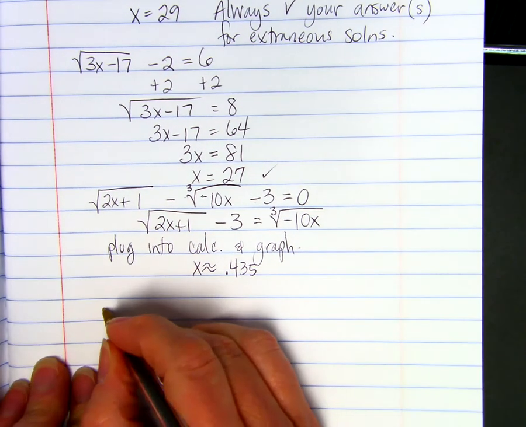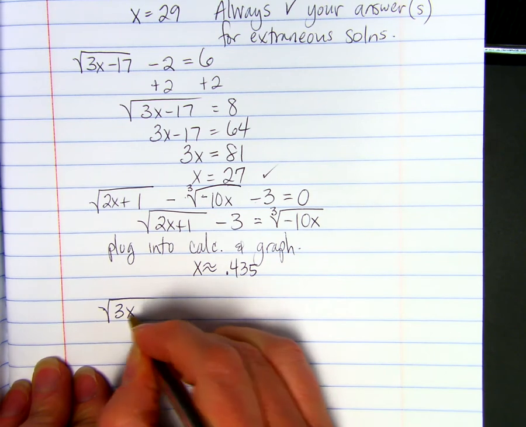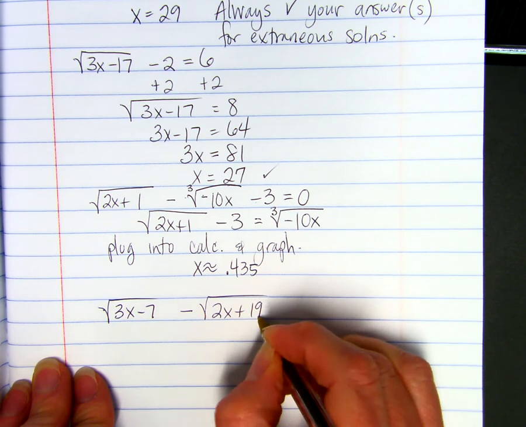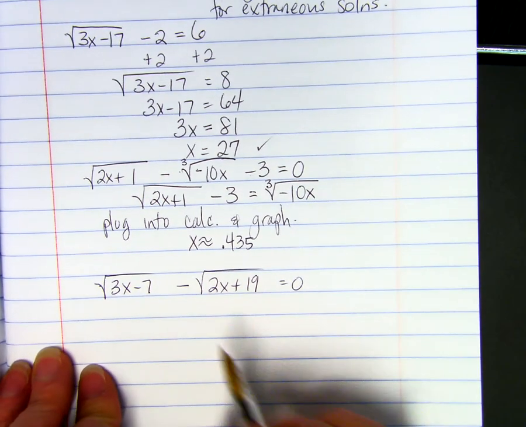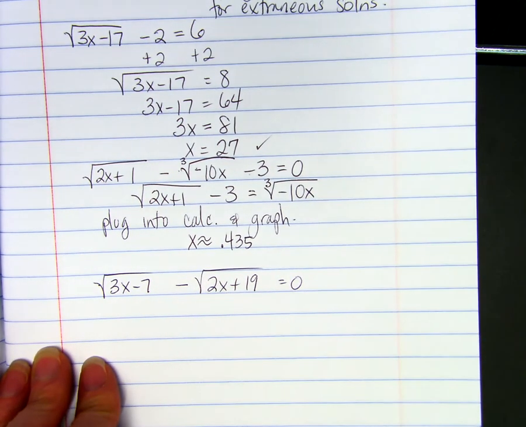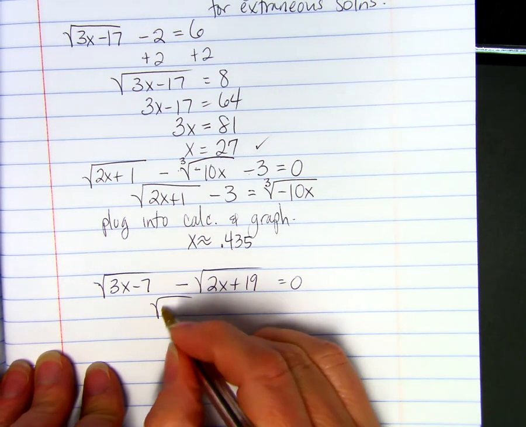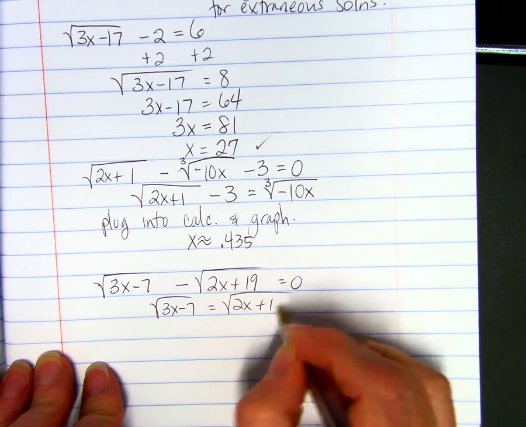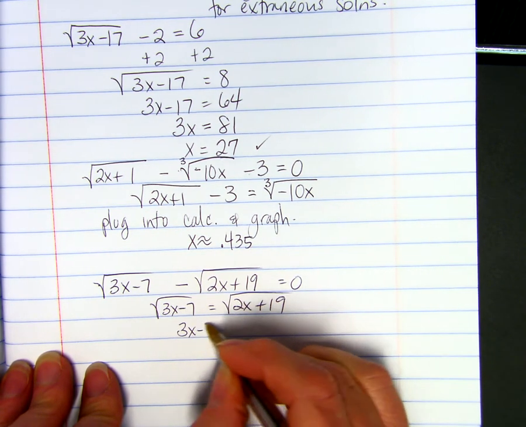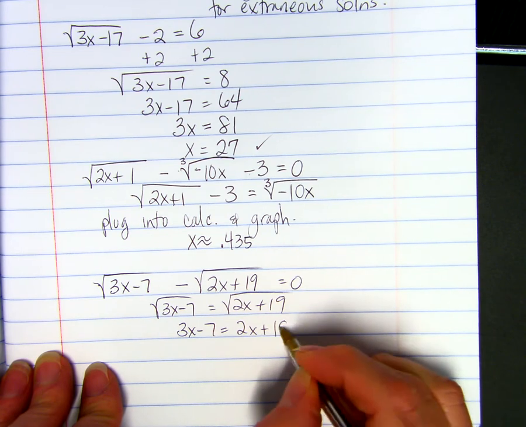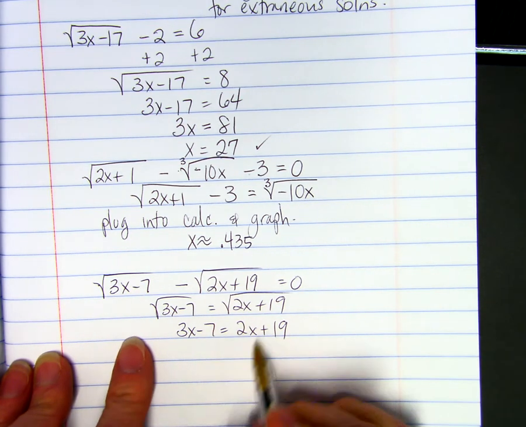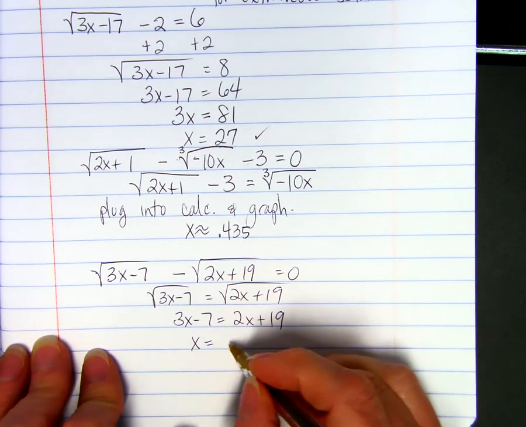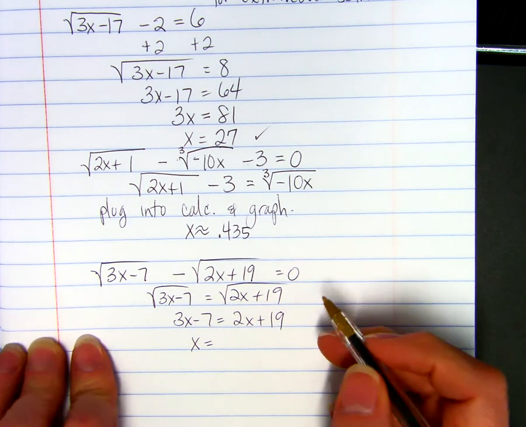Okay, another example is if you have two square roots. You get them so there's one on each side so that you can square both sides. Then when you square both sides, you get the radicands need to be equal to each other. And then we subtract the x, add the 7. 19 plus 7 is 26.